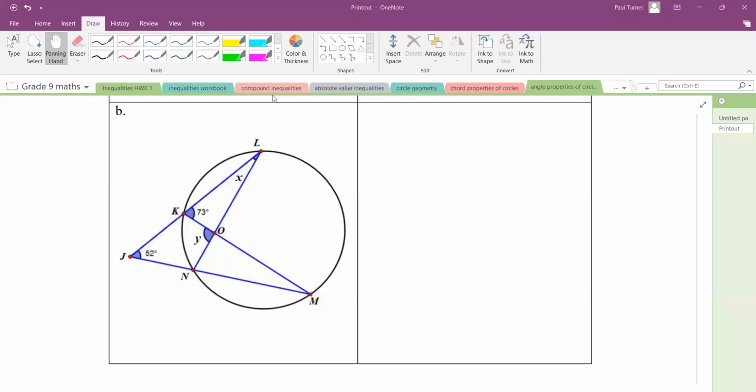So in this question here, question B, we need to find X and Y. These are our two values we need to find. Now, when I look at this picture, I can see my shape here. See how we have our butterfly shape? Like that. Kind of a weird looking butterfly.